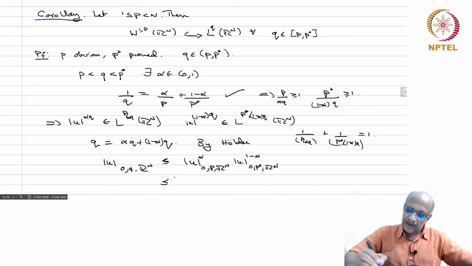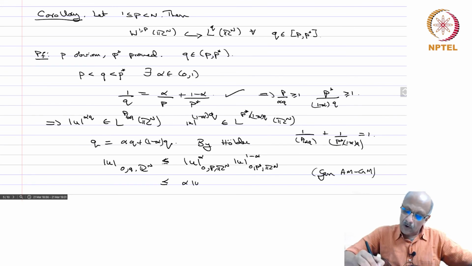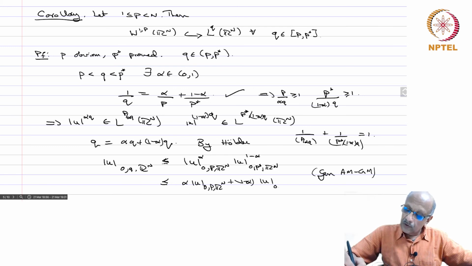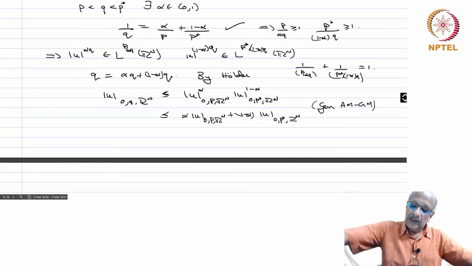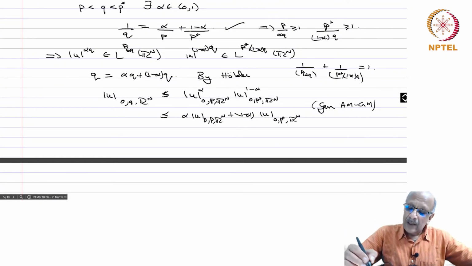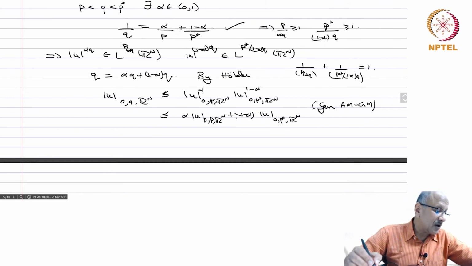Now by the generalized AM-GM inequality, this is less than or equal to alpha times norm u 0 p R^n plus 1 minus alpha times norm u 0 p star R^n. This is the generalized arithmetic mean, geometric mean inequality. In fact, this is the first type of this you use when proving the Hölder inequality itself. So that is the starting point.